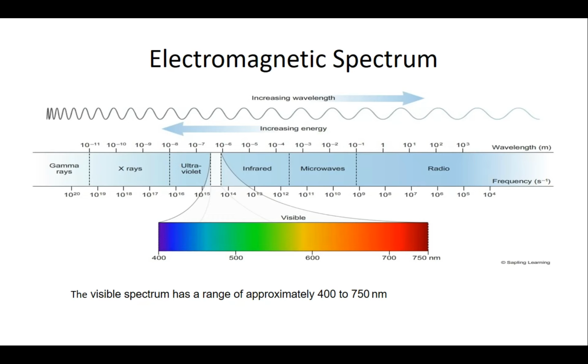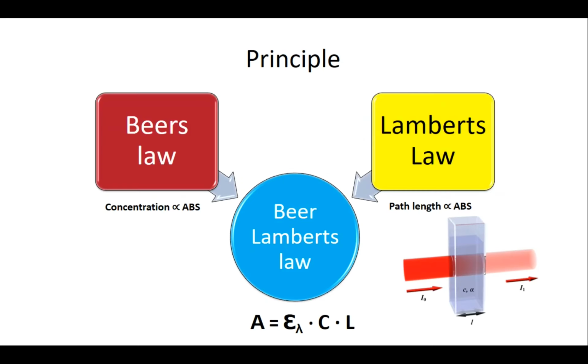The visible spectrum lies between 400 and 750 nanometers. That is the only small part visible to the human eye. Then, what is the basic principle of spectroscopy or spectrophotometry? There are Beer's law and Lambert's law. Beer's law states that concentration is directly proportional to the absorption, whereas Lambert's law states that path length is directly proportional to the absorption. Combining both, the Beer-Lambert law states that absorption is directly proportional to the product of concentration and path length of the given sample, which is equated by a molar extinction coefficient.